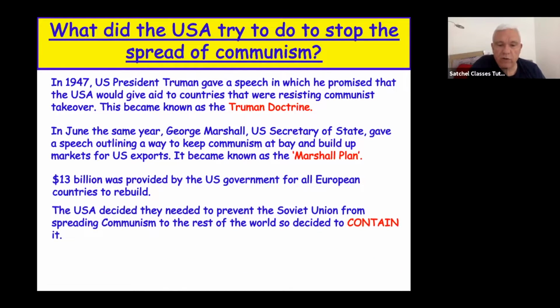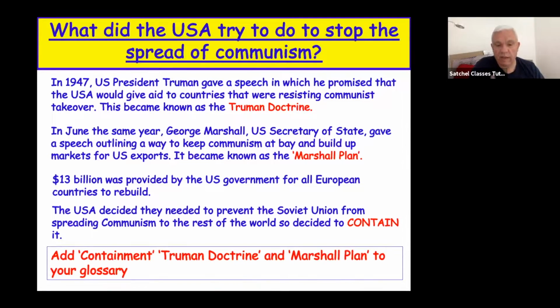And the USA decided they needed to prevent the Soviet Union from spreading communism. So they needed to what's called contain it. It was about keeping the Soviet Union where it was, not trying to stop it, but trying to prevent it from spreading. They thought that the idea behind the Soviet Union and communism was that it would spread, that they wanted to spread. And so they wanted to contain it.